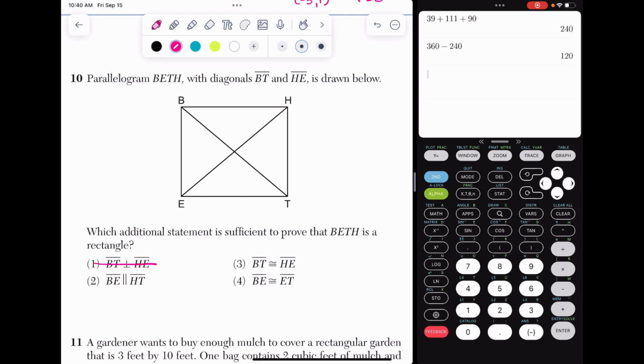Another fact about a rectangle is that the diagonals are congruent to one another. So that would mean that BT and HE have to be congruent. That actually is an answer choice. It's choice 3, and therefore that's our answer. So we're looking for basically what is a property of a rectangle.